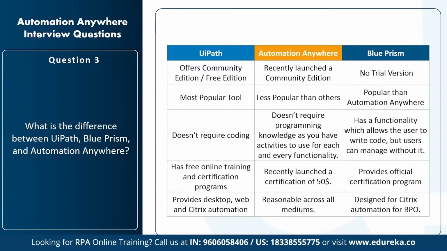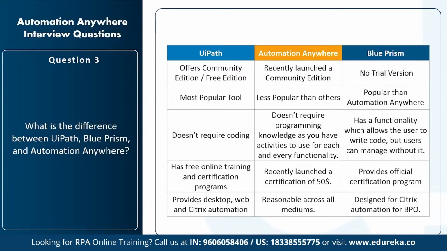Coming to Google Trends popularity, which tool is more popular? I'd say that UiPath is the most popular tool. On a popularity basis, it's clear that UiPath wins the competition. But it's never a done deal, as Automation Anywhere has also recently launched a community edition. So you never know, the tables can turn, and Automation Anywhere can also become one of the most popular tools.